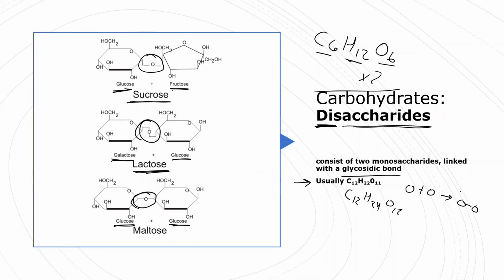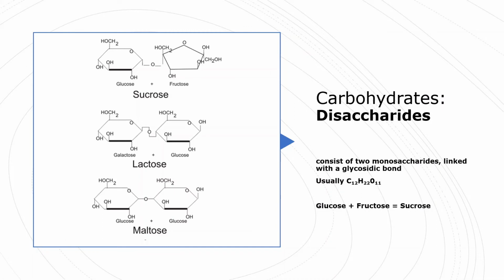what do we have to do to make that happen? We have to pull water out of the system. Check the previous lecture if you need some help with that. But one water will disappear, so this will go to 11 and this will turn into 22. So that's why it's written as C12H22O11.